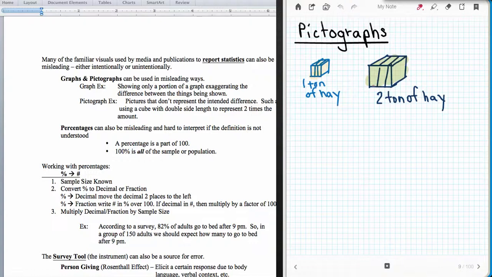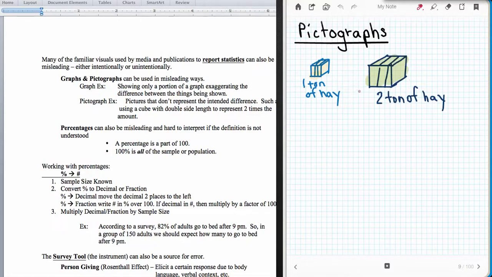It's twice as big. However, when you make a three-dimensional figure based upon a two-dimensional figure's area, the three-dimensional figure has volume and therefore is looking a lot bigger than twice as big. This and this do not accurately portray twice as much here as here. And that is a very common error that can happen when someone draws a pictograph.